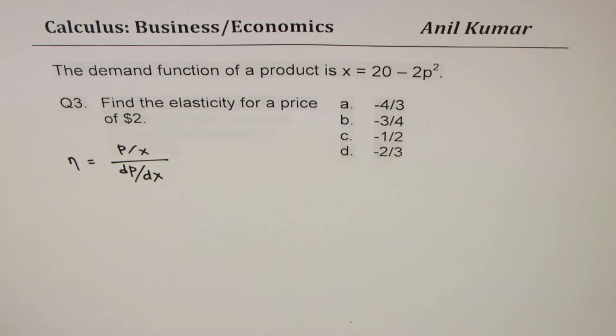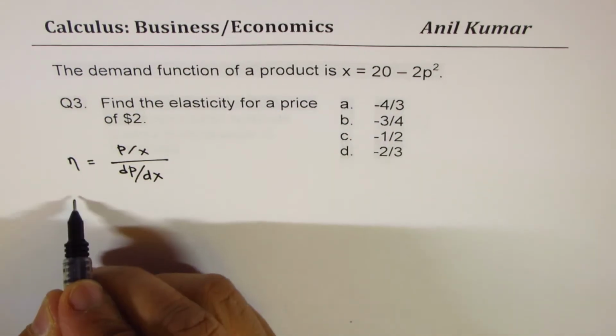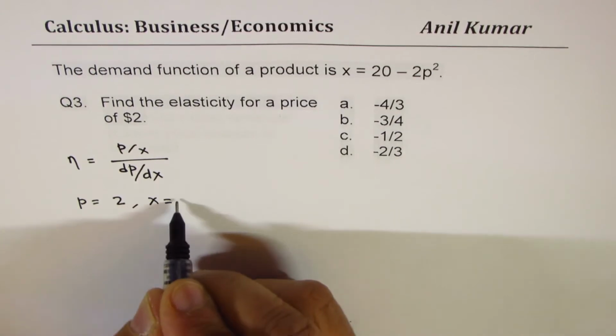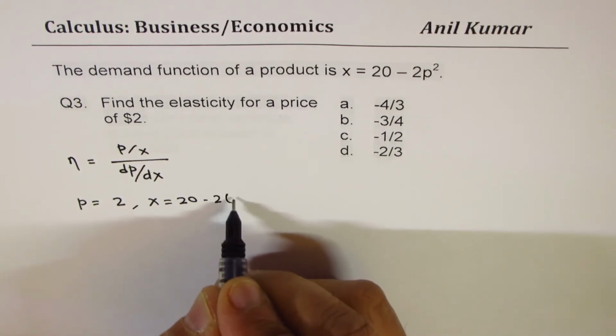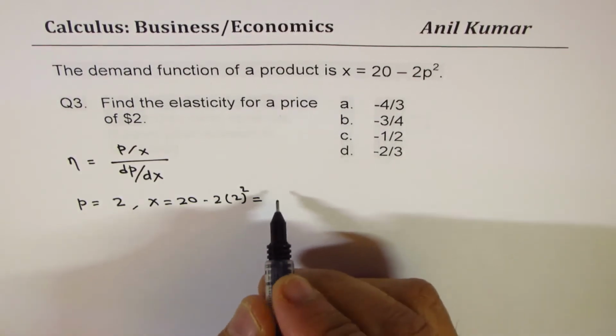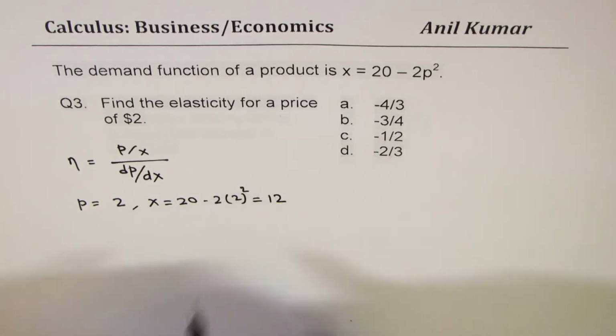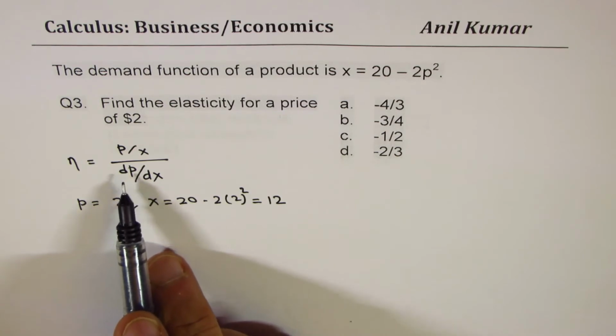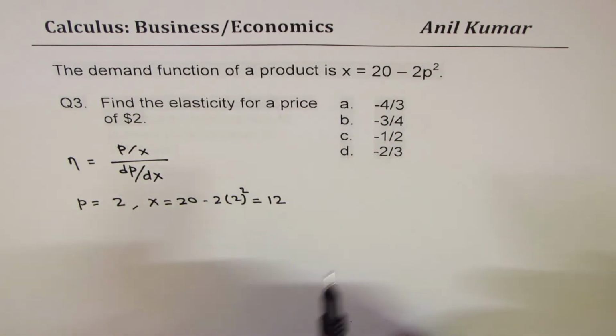And find elasticity. Now for a value of p equals 2, we know x is equal to 20 minus 2 times 2 squared, which is 12, right? So we have p and x values. We need to find dp dx from the given expression.